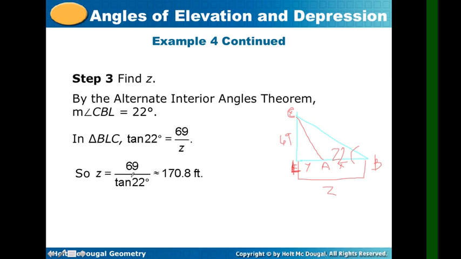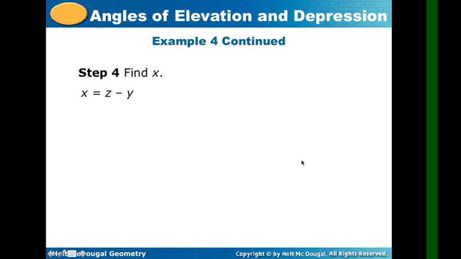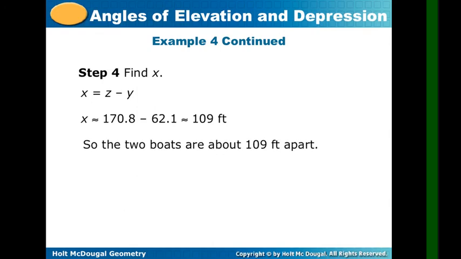So since nakuha na natin si Z at saka si Y, pwede na natin makuha si X by subtracting the two length. So to find X, we have X equals Z minus Y. Mauna si Z because it has the biggest length. Hindi naman pwede maging negative yung length natin. So the answer is 109 feet. So the two boats, 109.